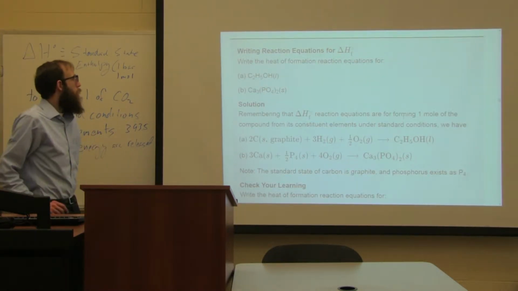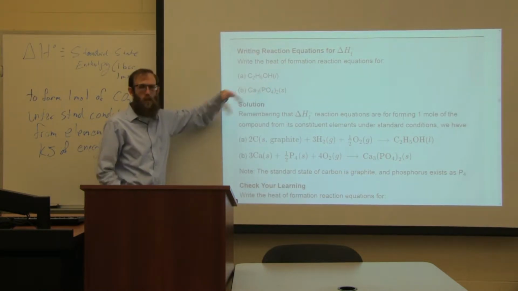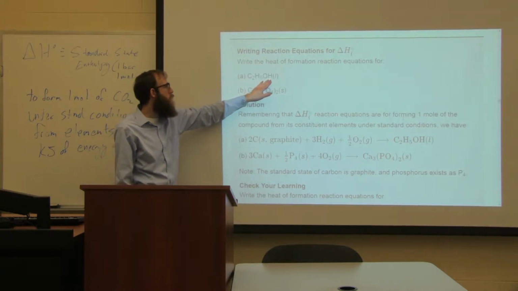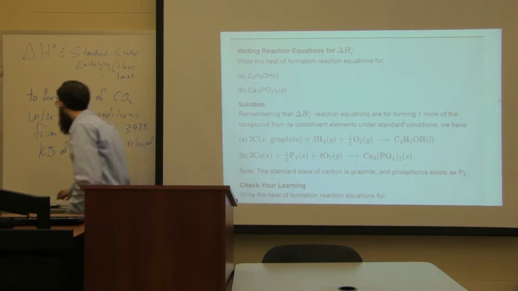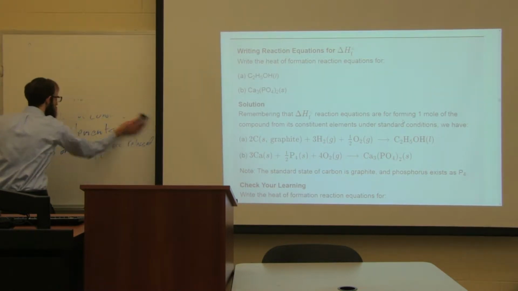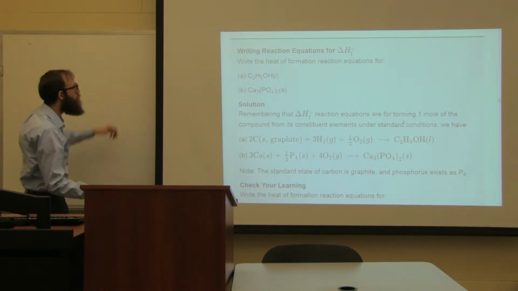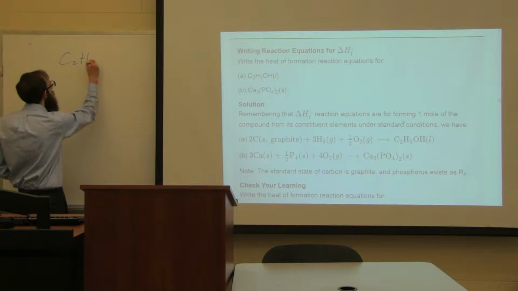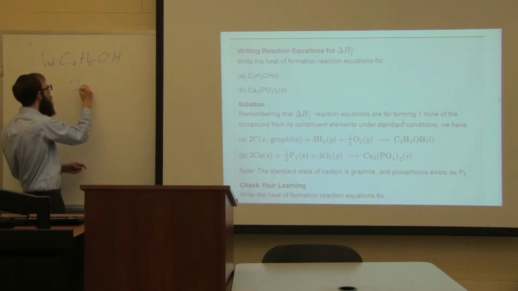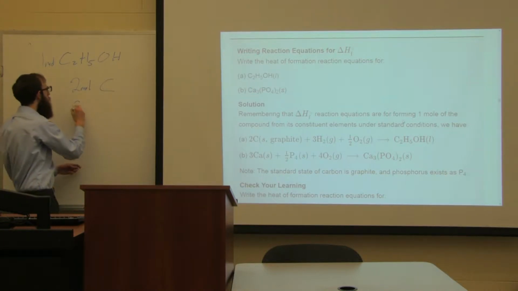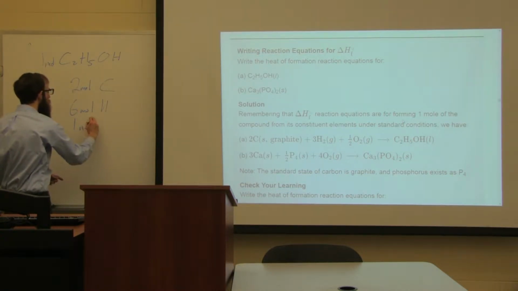Okay. So how do we go about writing the equations for the delta H of formation? Well, given a compound, something made up of multiple types of elements, C2H5OH, well, this is ethanol, we have to make it from its elemental constituents. So for 1 mole of ethanol, we have to define what it's made up of and how many of those things we would need to produce one mole. One mole of C2H5OH is made out of 2 moles of carbon, 5 plus 1, that's 6 moles of hydrogen, and 1 mole of oxygen.